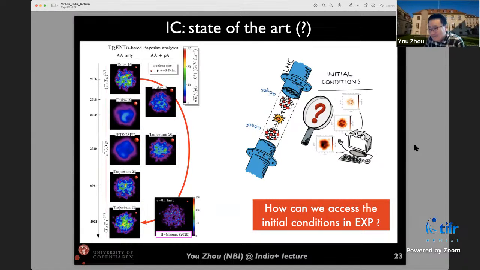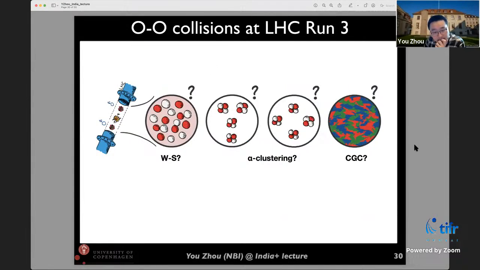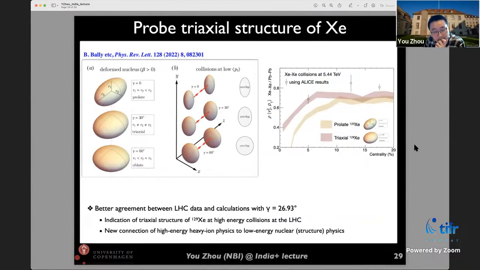You were showing this result about the pT-v2 correlation, and I think it was the last slide you showed. Yeah, this one. So I'm wondering, is there some kind of simple explanation why the correlation looks like that, and why the nucleon size matters in this correlation?